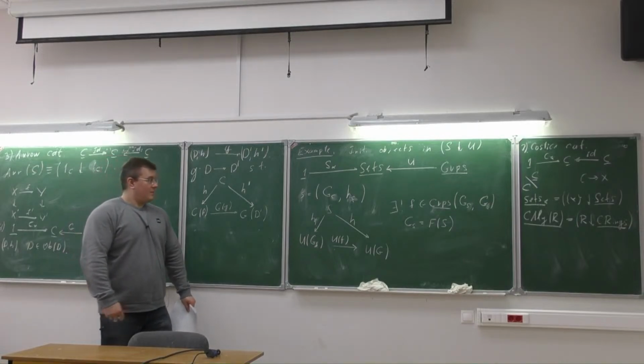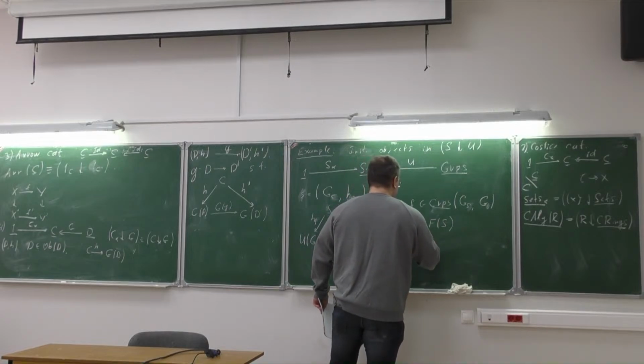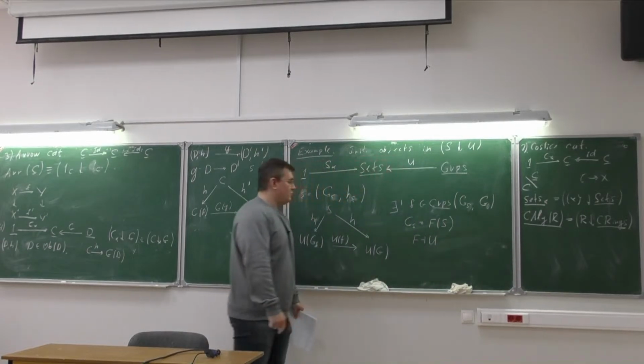But you can easily check that the construction of a free group is the left adjoint to the forgetful functor U.